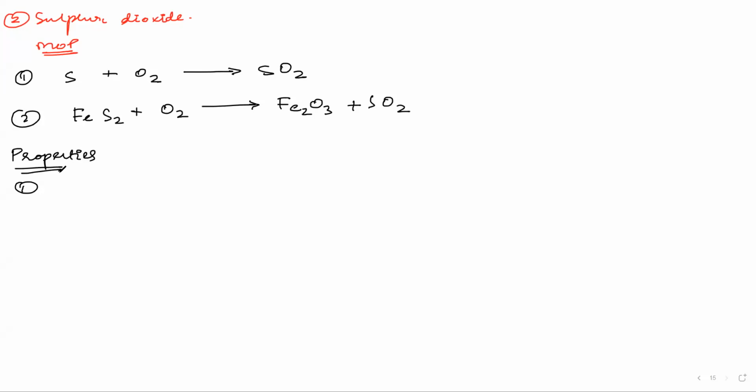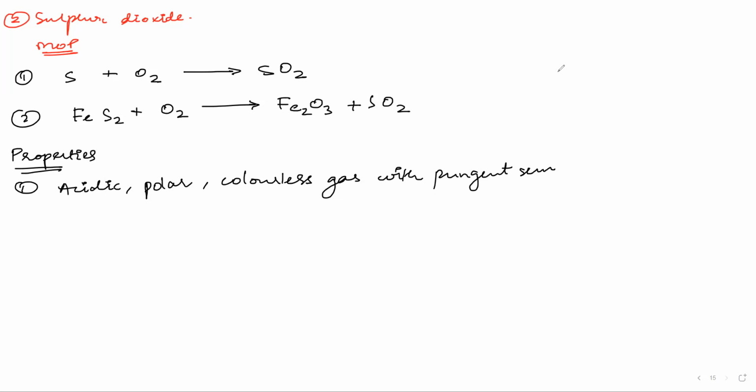Sulfur is a non-metal. Its oxide, that means non-metal oxides, are acidic. So it is acidic. Now, sulfur dioxide is also polar. Colorless gas with pungent smell. There is a bit of pungent smell, and sometimes it is also known as burning sulfur smell. So if you have been asked about a compound which burns with sulfur smell, that is sulfur dioxide.